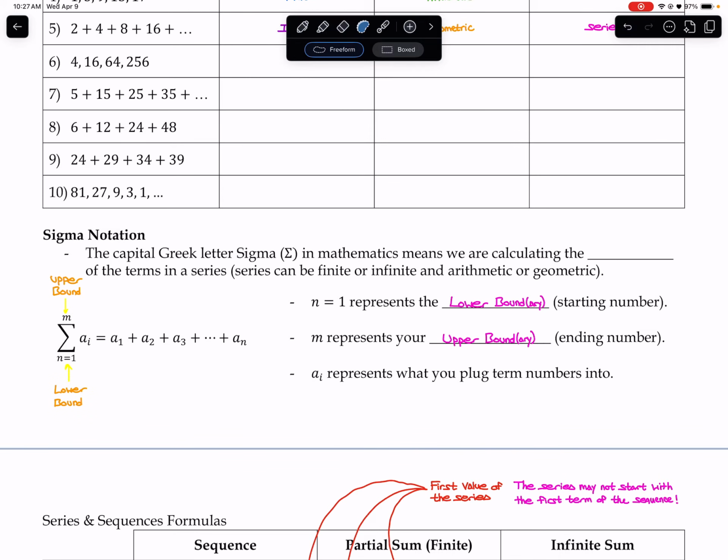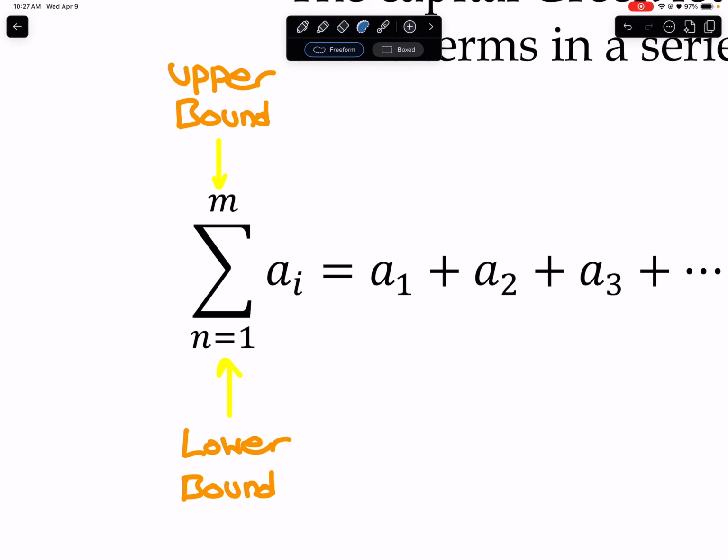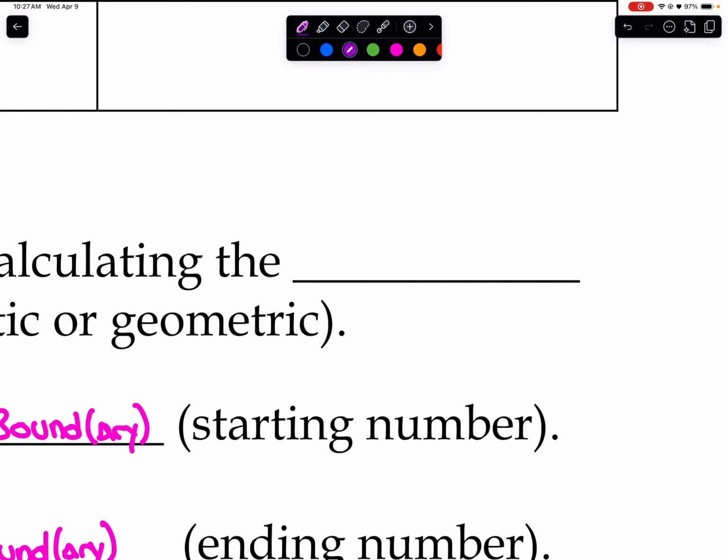So looking on, we're looking at what we call sigma notation. Sigma notation is using the Greek letter sigma, which is what you see here. This symbol in mathematics just means that we're going to be finding the summation, which is what we're going to put over here, which I forgot to write in.